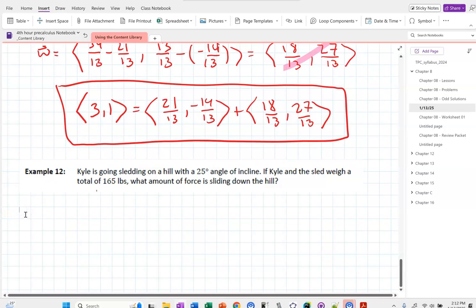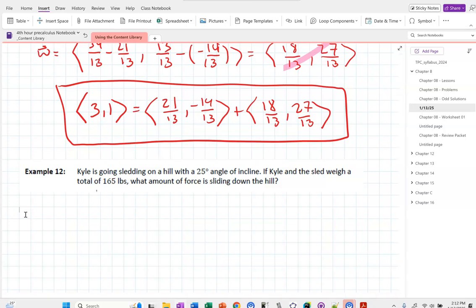This problem says Kyle is going sledding on a hill with a 25-degree angle of incline. If Kyle and the sled weigh a total of 165 pounds, what amount of force is sliding down the hill? So oftentimes in physics, when we're dealing with the application of forces, these vector projections become a very natural tool to use. So when I'm reading one of these problems, I'm looking to identify the vectors involved in the problem. So I'm going to have my force vectors, and then I'm going to have a direction vector.